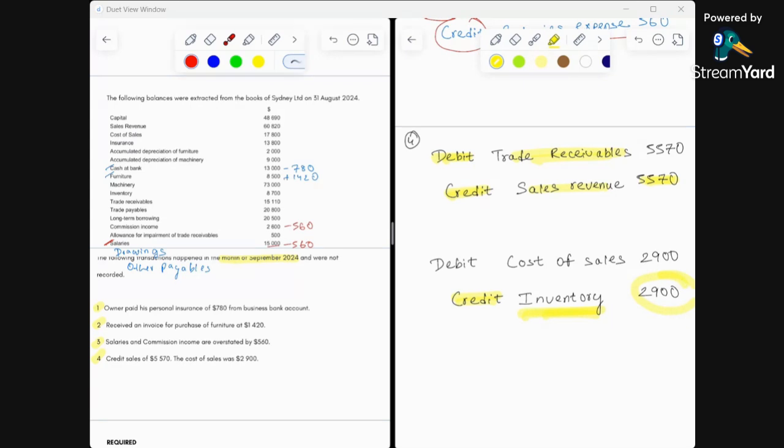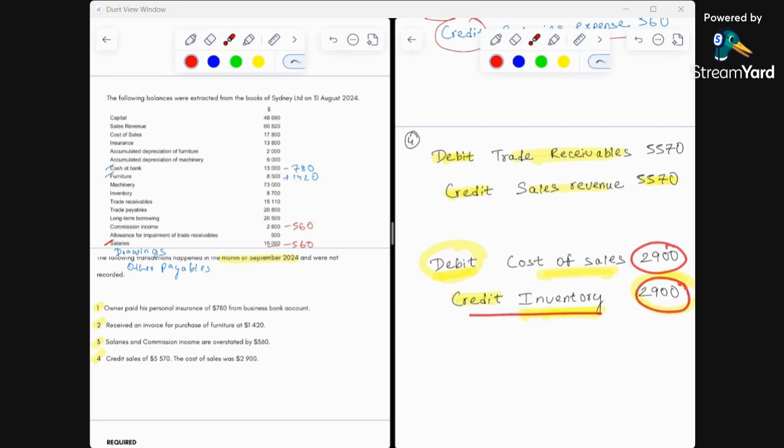At the same time, why are we crediting inventory by $2,900? Because we have sold it and we have an expense account which we will debit. And the expense account is the cost of sales account. So cost of sales is an expense account, and by default, all expenses are debited when they are increased. So cost of sales is debited by $2,900, and the inventory account is credited by $2,900.